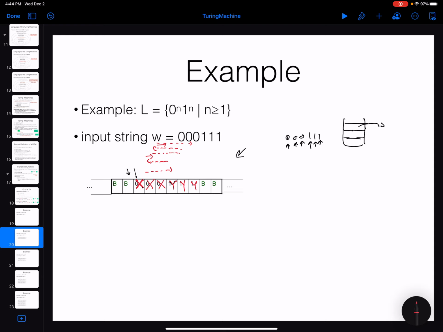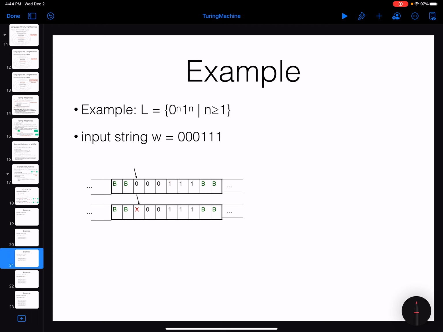And then when you change that, you go back to find a 0. If you didn't find a 0 before seeing an X, it tells you that the number of zeros has been finished, right? I don't have any other 0. Then at this step, you go back and see if there is any other 1 or not. If there is no 1 and you reach a blank symbol, it means that yes, the number of zeros and the number of ones are going to be the same, and you have marked all of them.